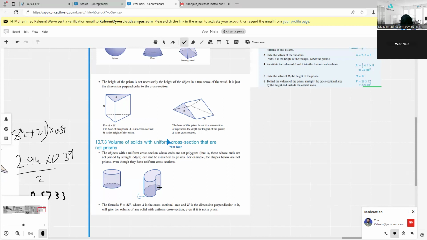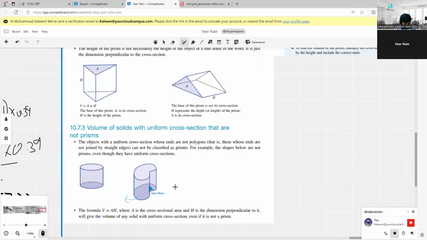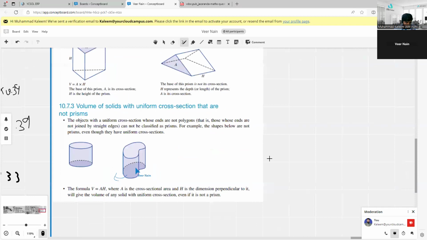So based on this, we can... wait. How do you solve this one? Because the shape is kind of weird. I know how to solve it, but yeah, the shape. Okay.